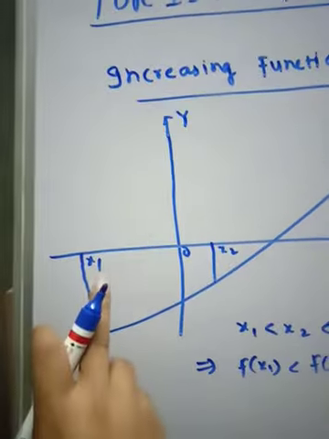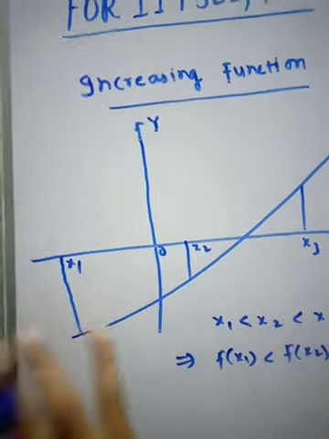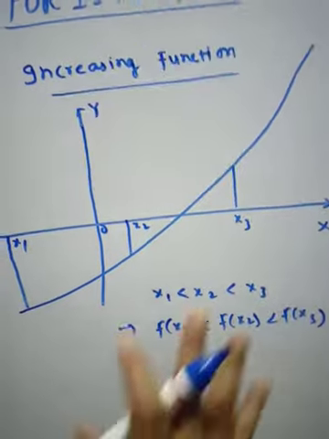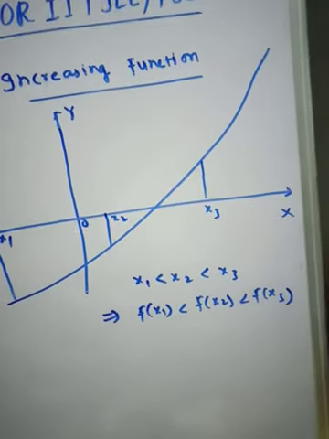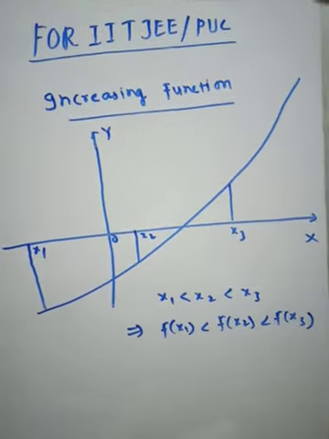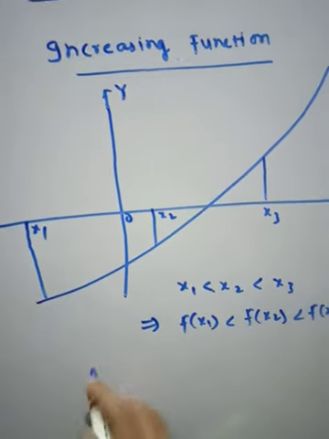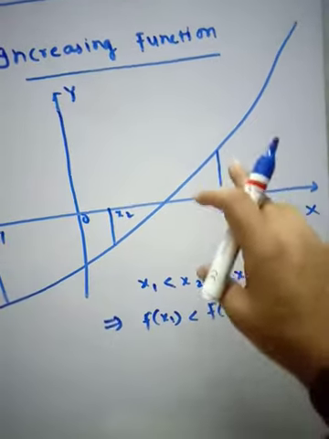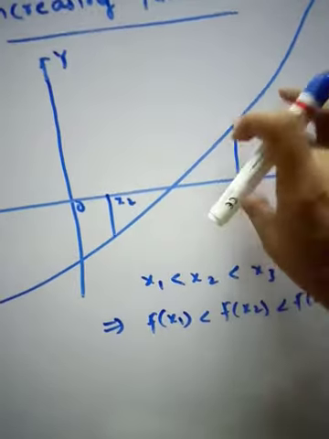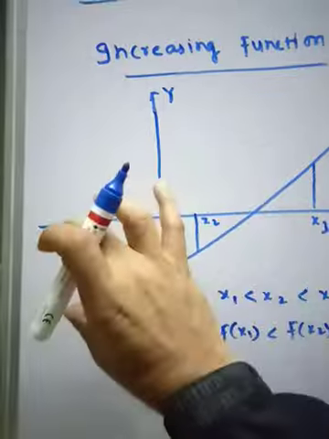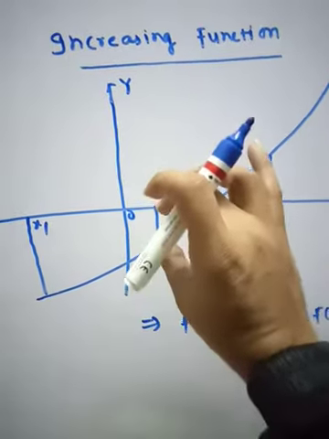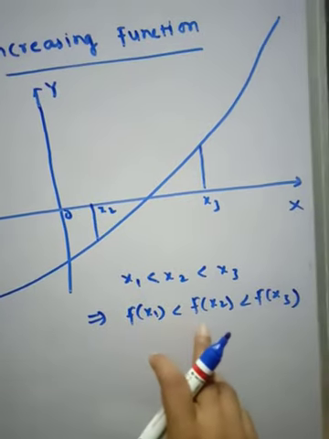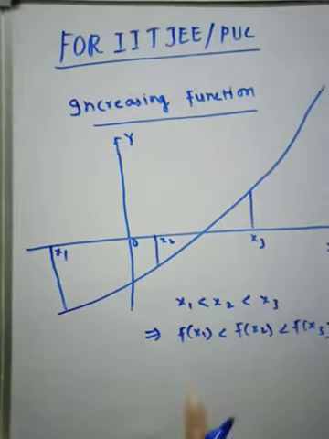That means this distance for x1 is smaller than this distance. So I told you, when x increases, y increases. That means it is the increasing function. At x1, this length will be the value. At x2, this length, and at x3, this length. So this length is greater than this length, and this is greater than that, because this one is negative, and in negative mode it is less. So fx1 is less than fx2, less than fx3. So it is an increasing function.